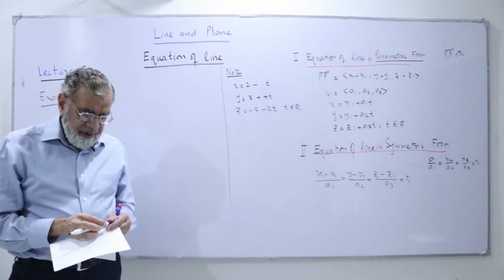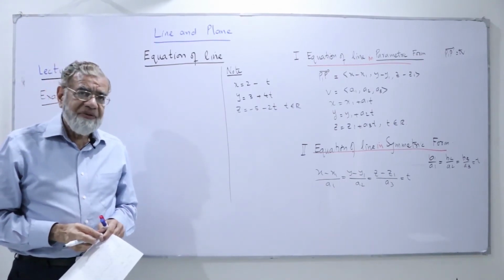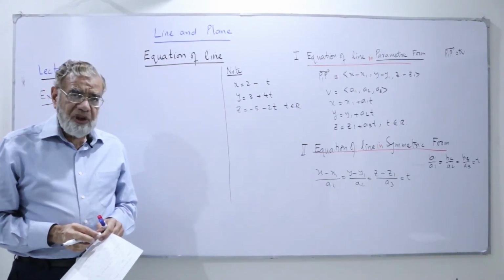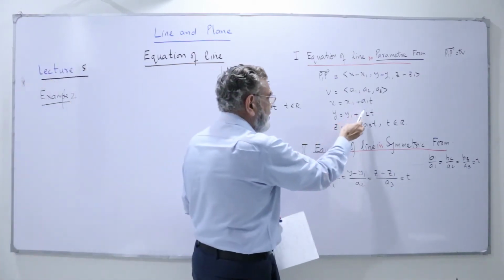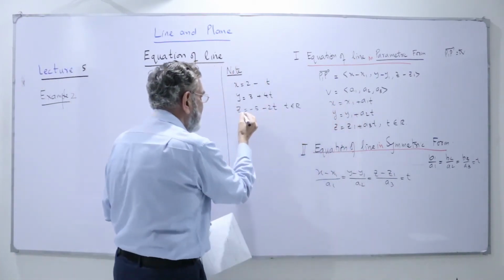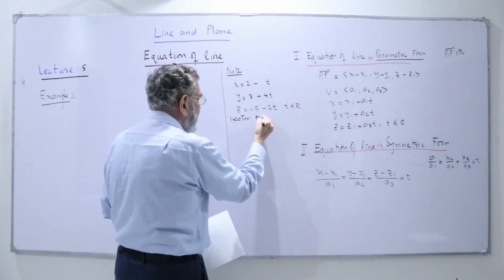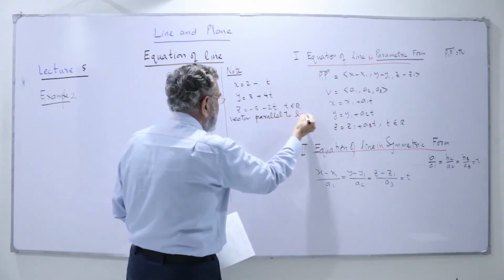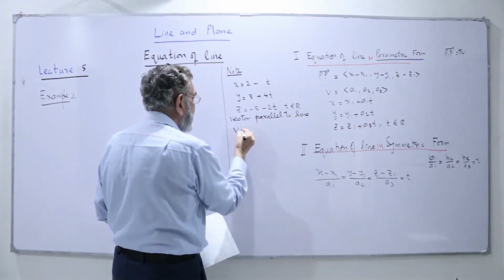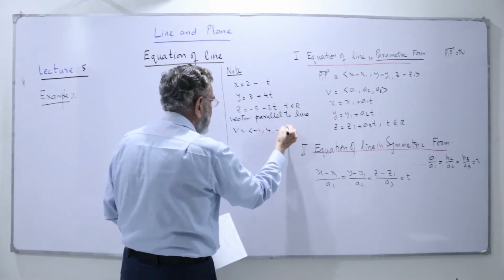Before giving the next example, I just want to explain that when given the equation of the line, I can find the vector parallel to the line. What is the vector parallel to the line? This is my coefficient of t, a1, a2, a3. So in this example, I want to find the vector parallel to the line. This is a very simple one. That's the coefficient of t. So vector v is equal to a1 is minus 1, a2 is 4, and a3 is minus 2.